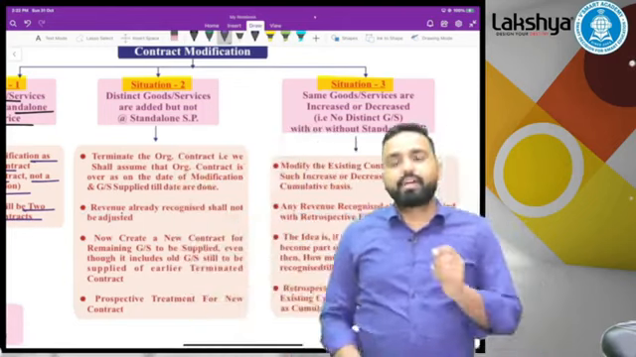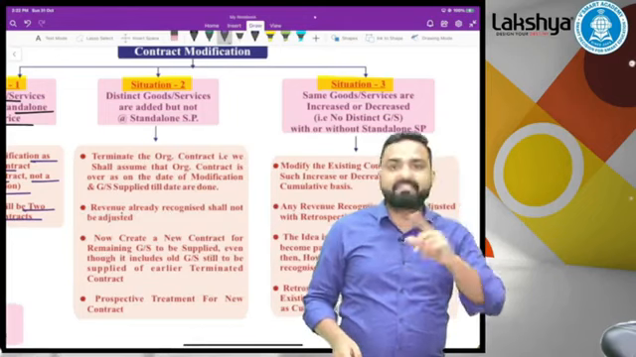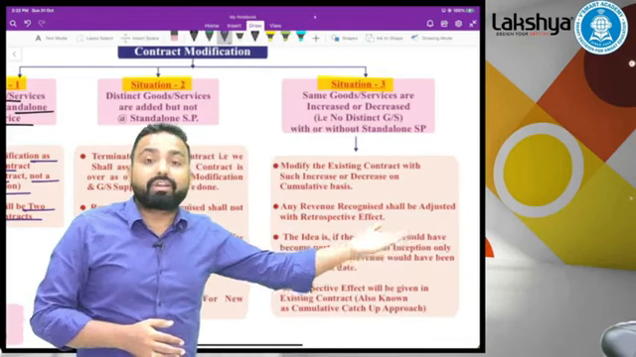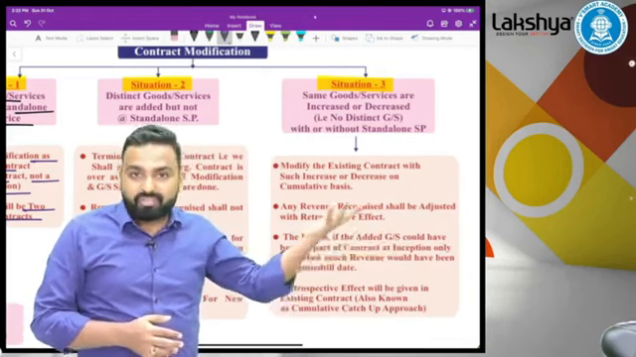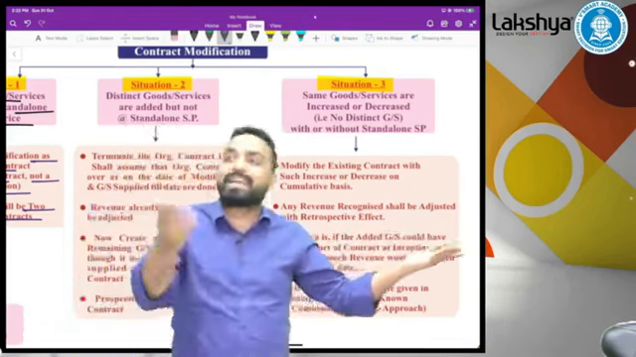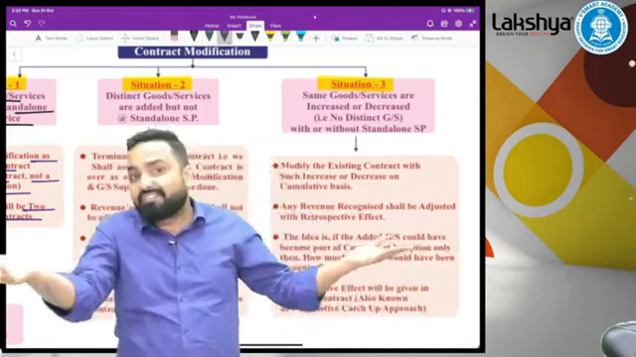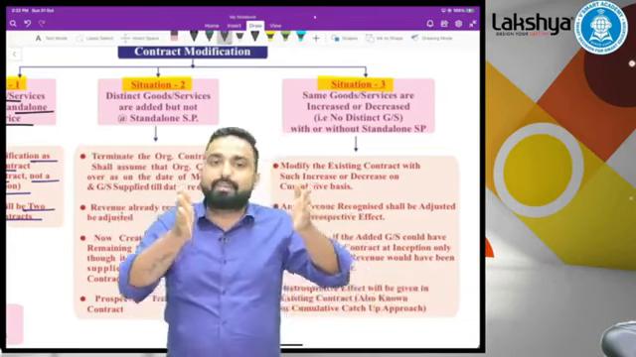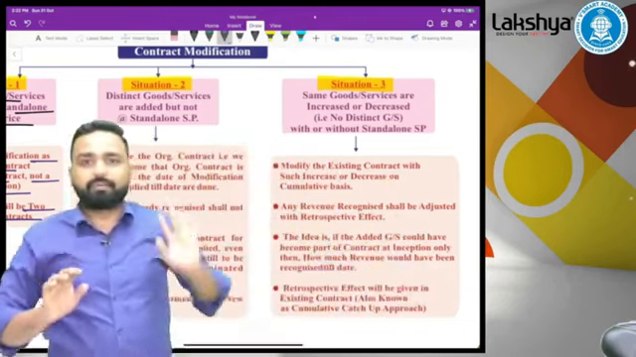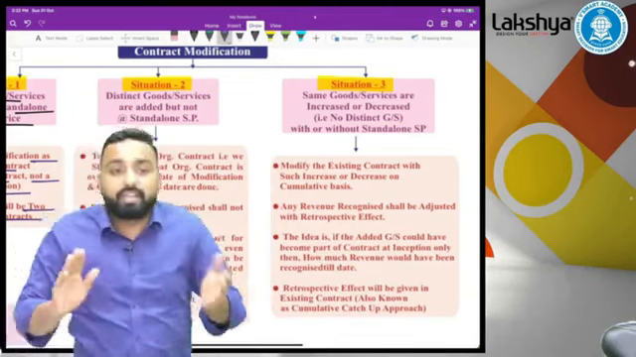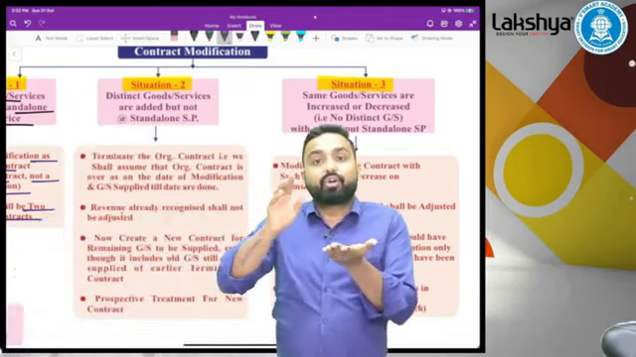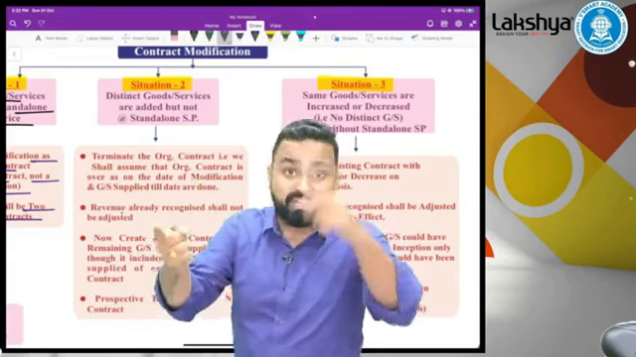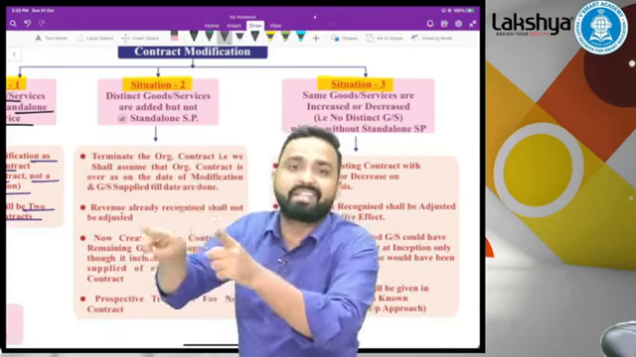In that case, Ind AS 115 says that as far as your original contract of 50 laptops was concerned, out of which you have already supplied 25, you must have booked the revenue for 25 laptops. So terminate the original contract, and create a new contract to supply two different things: the 25 laptops which were remaining in the original contract and 100 CCTV cameras.